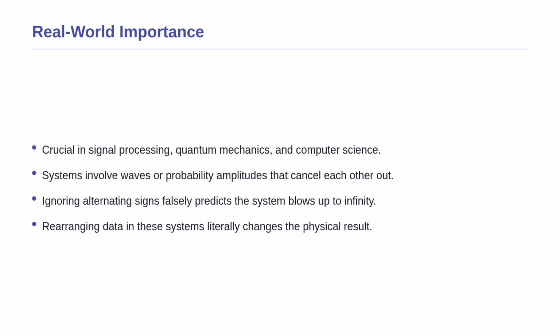If an engineer ignores the alternating signs and only looks at the raw energy, the mathematical model might falsely predict that the system will blow up to infinity. Furthermore, you cannot simply rearrange the order of data in these systems because changing the order of addition will literally change the final physical result.